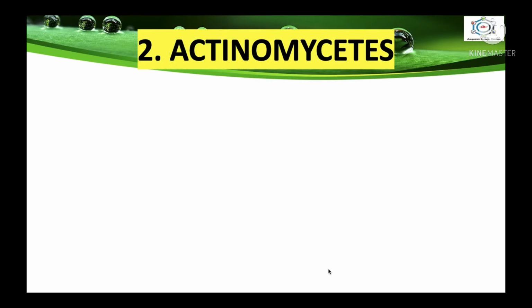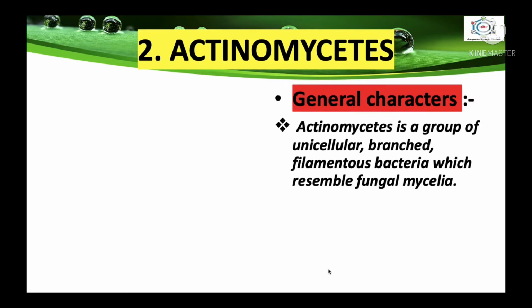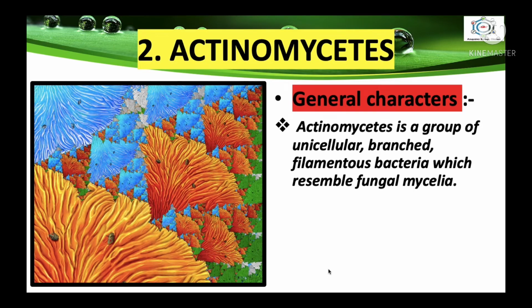So, the first thing is actinomycetes. Before this, in the previous video, we discussed bacteria. So now, what are the general characters of actinomycetes? Actinomycetes is a group of unicellular branched filamentous bacteria which resemble fungal mycelia. They grow in the form of radiating colonies in cultures and therefore are commonly called ray fungi. So here in this picture you can see the ray fungi.